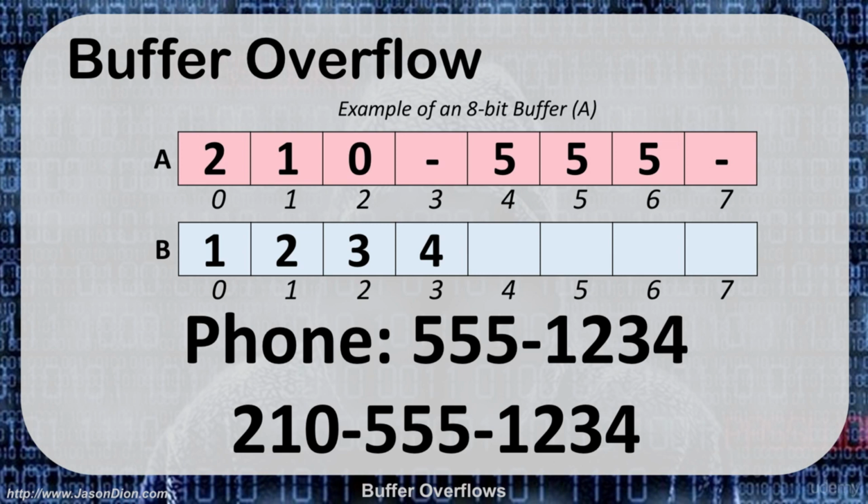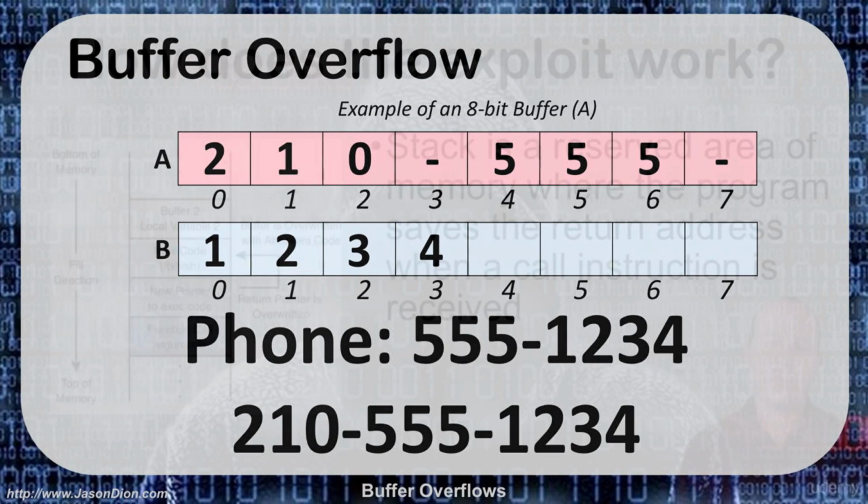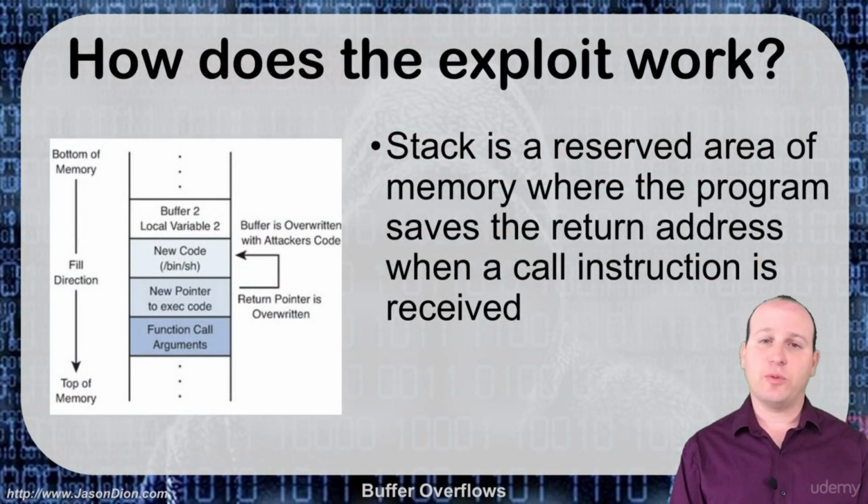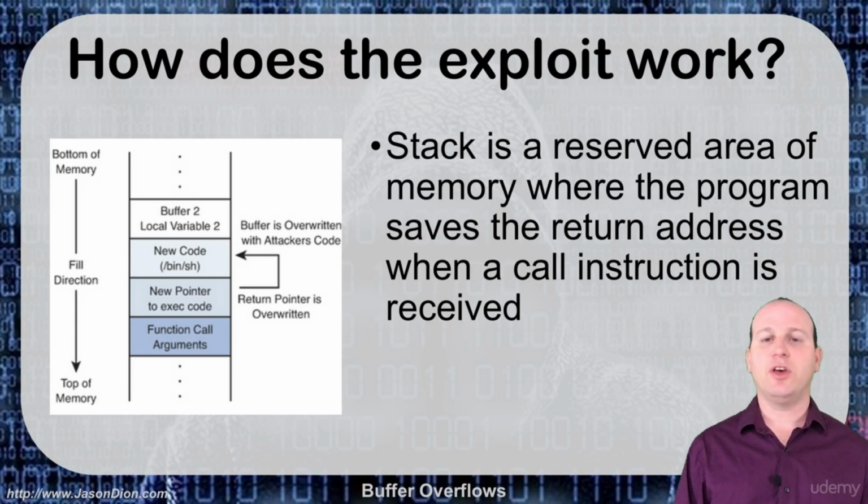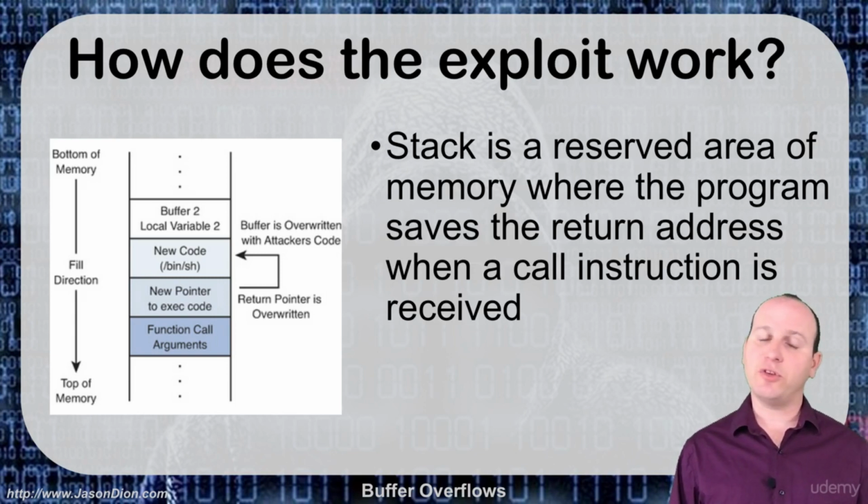And that's all a buffer overflow does, is it actually goes beyond what is allowed to be stored in a single area. So how does the exploit work? Well, the stack is a reserved area of memory where the program saves the return address when a call instruction is received. So as you can see here, we have buffer 2 with a local variable 2, and then we have our shellcode that we've put in there. And then we put a new pointer to the shellcode, and that might be where the information used to be. So when the computer goes back there, it's going to now see the return pointer that was overwritten and point to my shellcode. So as we walk through this, this will make a little bit more sense.